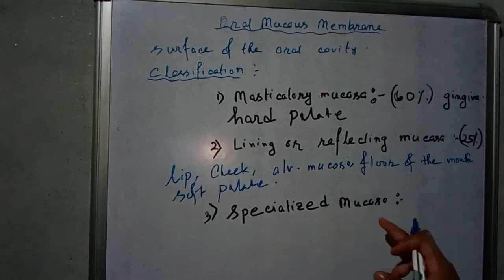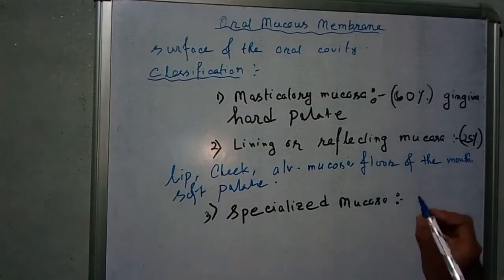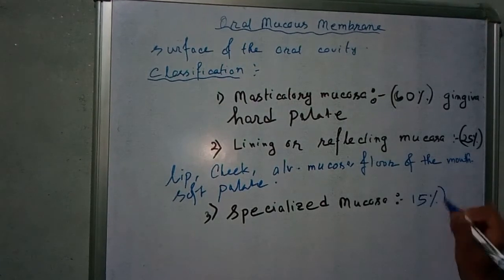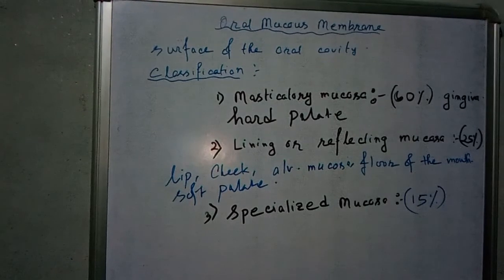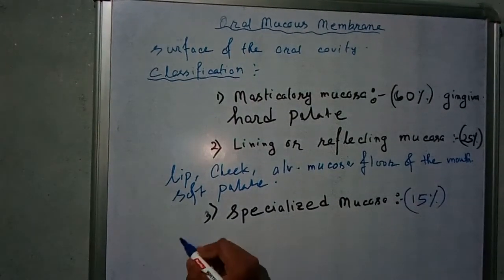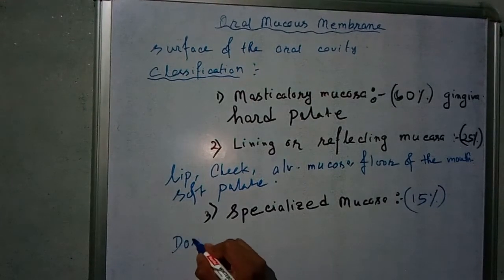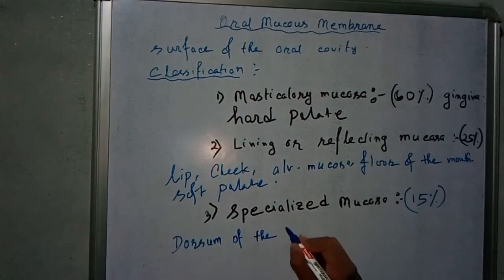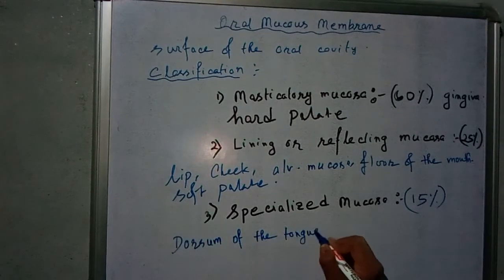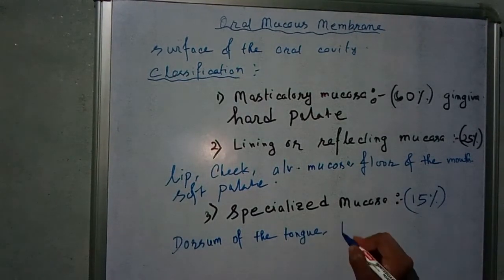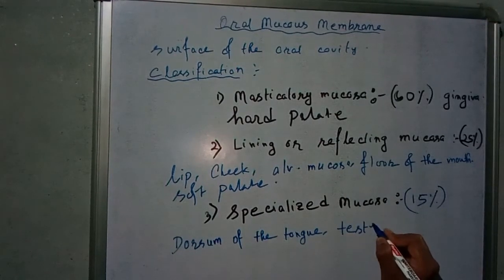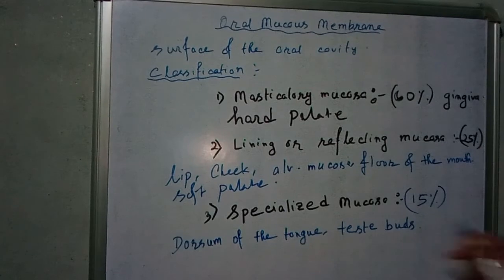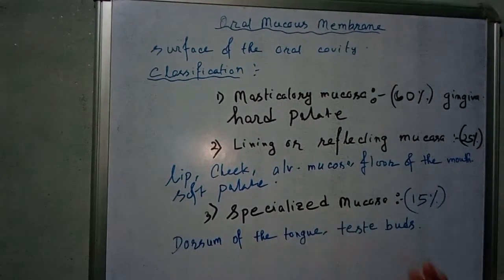Number three, specialized mucosa. It comprises only about 15% of the oral cavity, and it is mainly found on the dorsum of the tongue, taste buds, etc. In these areas specialized mucosa is found.